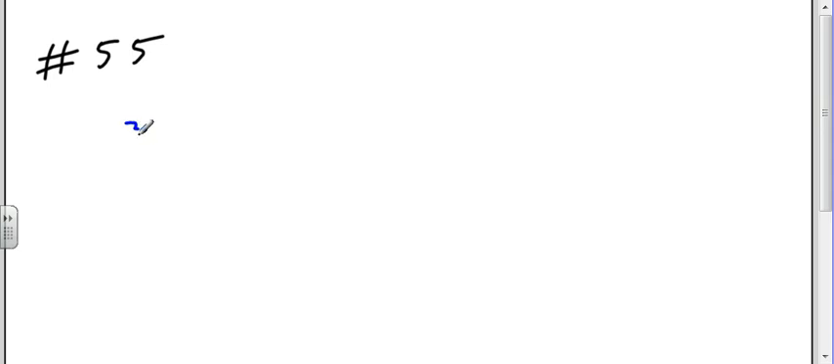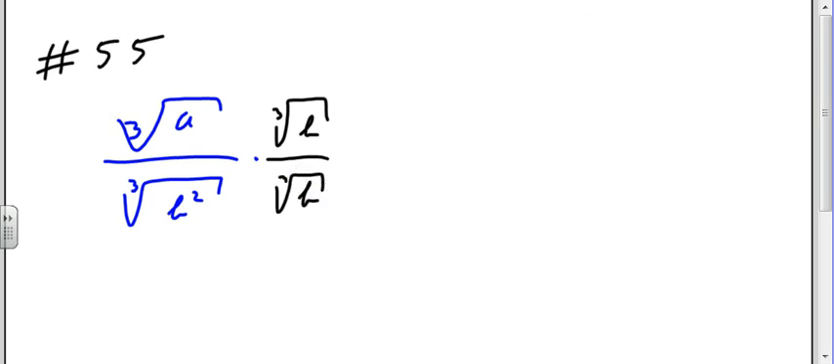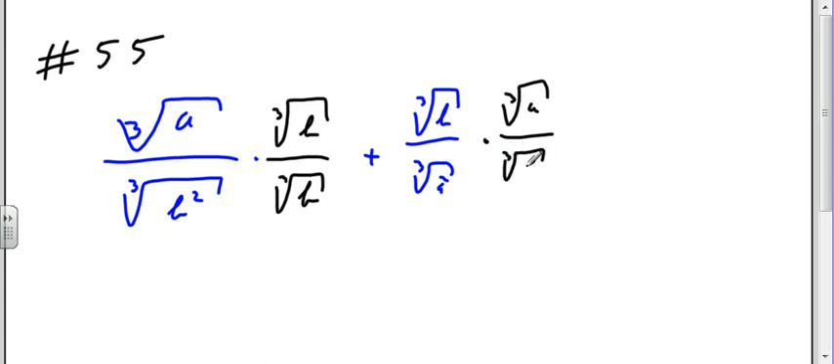Okay, we got the cube root of A over the cube root of B squared. I'm going to want to rationalize that denominator, so I'm going to take cube root of B divided by the cube root of B so I can have it rationalized. I'm going to have plus the cube root of B divided by the cube root of A squared. And I'm going to want to rationalize that denominator, so I'm going to take the cube root of A divided by the cube root of A.